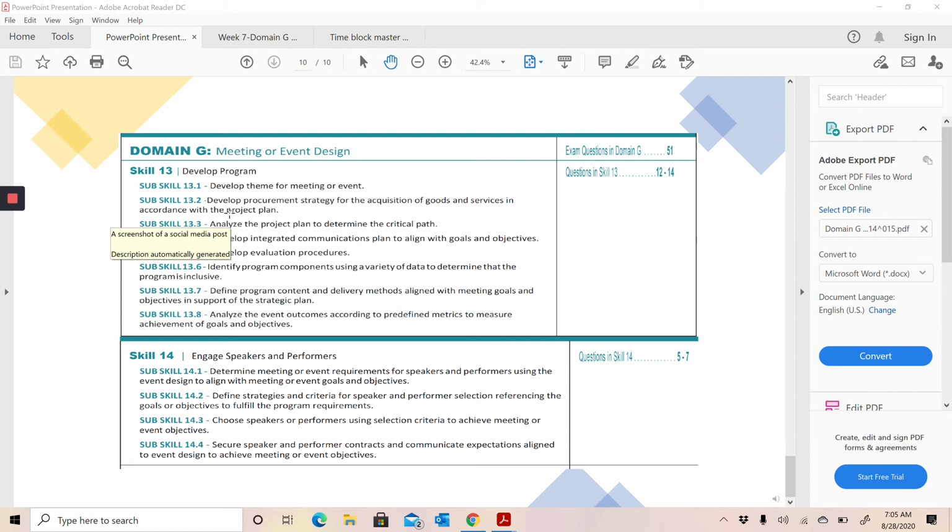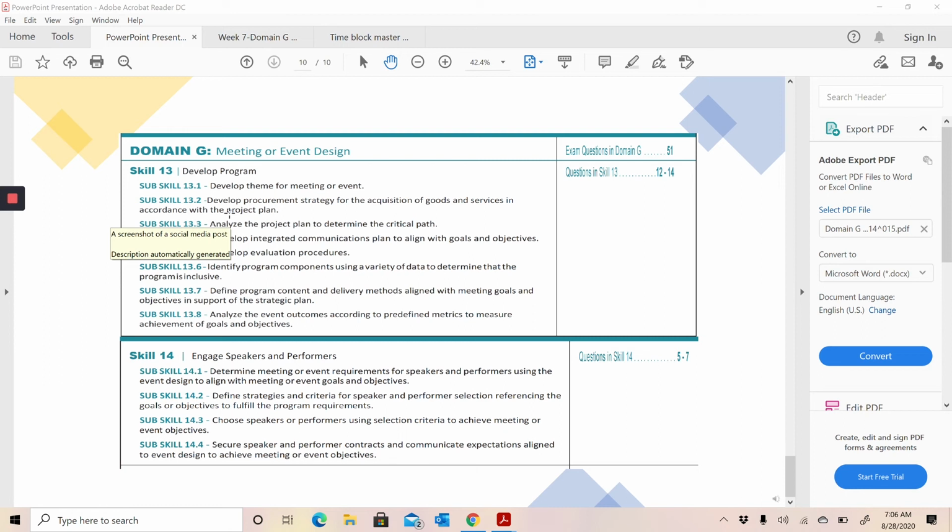For skill 14, I guess we could go over it. It's good practice for knowing domain B stuff. Develop procurement strategy for acquisitions of goods and services in accordance with the project plan. We know how to do that. Analyze the project plan to determine the critical path. You guys remember what the critical path was? It's that chain, remember the chain link fence? It's the chain of activities that has to start on time and stay on track. And then develop integrated communication plan to align with goals and objectives. That's the communication plan, the communication matrix.